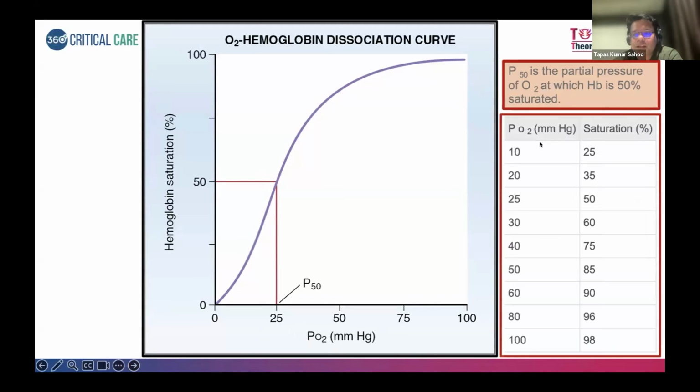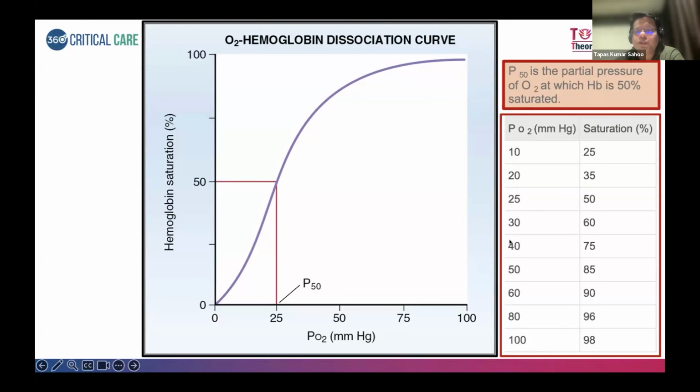Now, there is a correlation between PaO2 and SaO2, and you can see here 25 or 27 is 50% oxygen saturation, and after that you see 30 would be 60, 40 would be 75. So each 10 is going up, up, up, and a PaO2 of almost 100 millimeter mercury is 100% oxygen saturation, an SaO2 of 100% or 98%. So this is the relationship between PaO2 and SaO2.